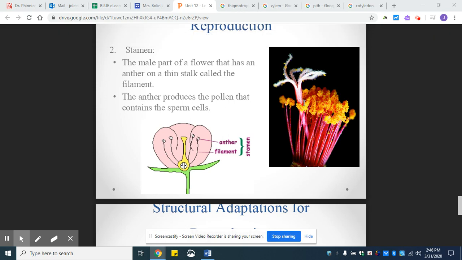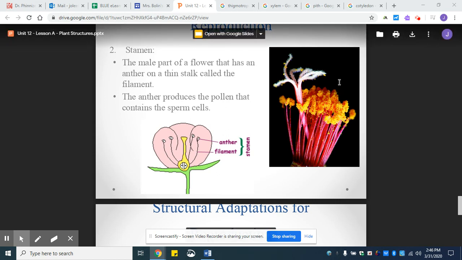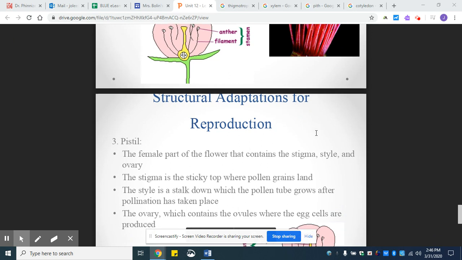And you'll notice the tops of the anther, that's where the pollen would be, and then obviously bees or insects would land on that and get essentially covered in that stuff, and that's how the flower gets pollinated from one flower to another, essentially.